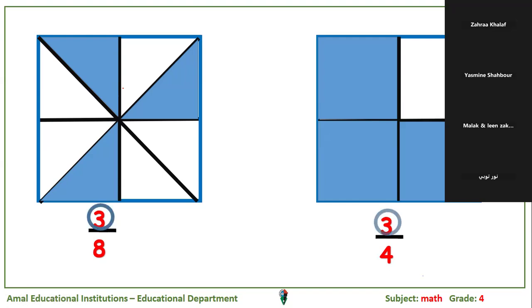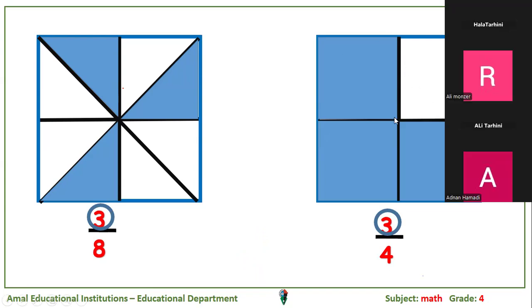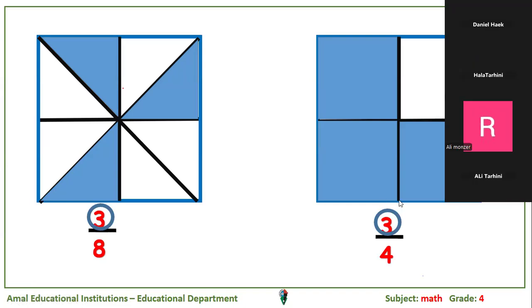Here we have the same numerator 3. Which fraction is the bigger? 3/4. Excellent. 3/4 is the bigger. Do you know why? Because the parts are big. The denominator is small. Excellent. The denominator is small, so the size of the pieces will be bigger. True?